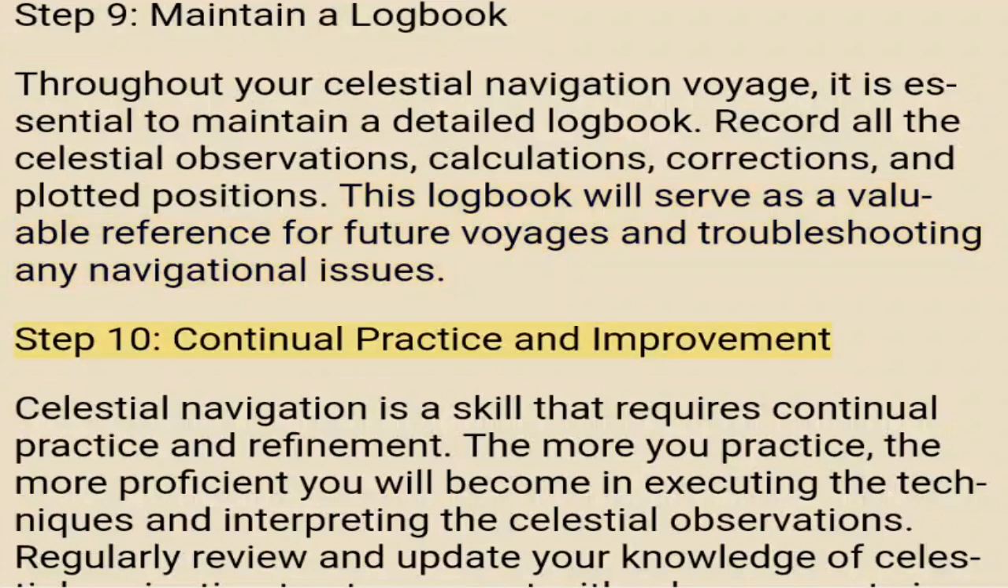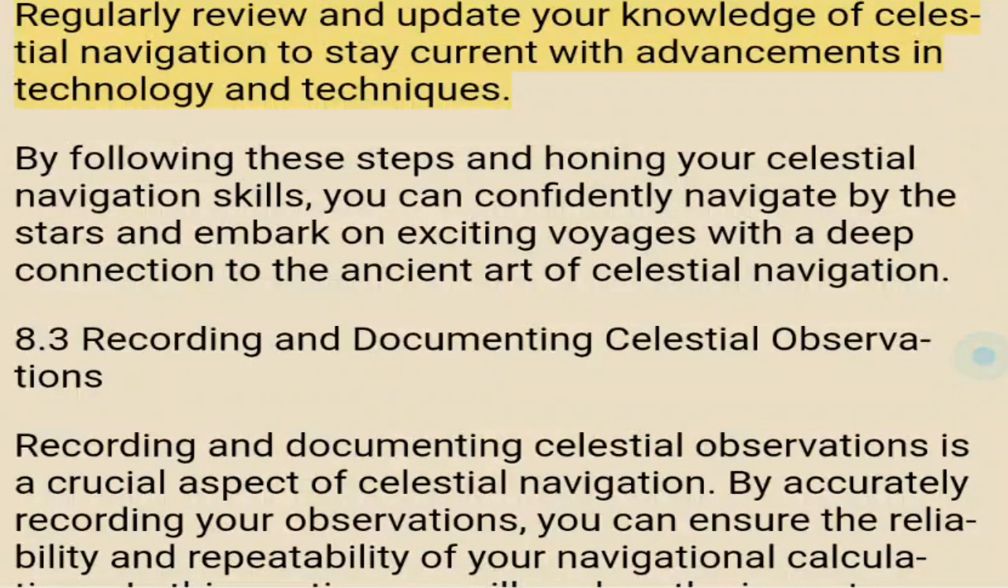Step 10. Continual practice and improvement. Celestial navigation is a skill that requires continual practice and refinement. The more you practice, the more proficient you will become in executing the techniques and interpreting the celestial observations. Regularly review and update your knowledge of celestial navigation to stay current with advancements in technology and techniques. By following these steps and honing your celestial navigation skills, you can confidently navigate by the stars and embark on exciting voyages with a deep connection to the ancient art of celestial navigation.